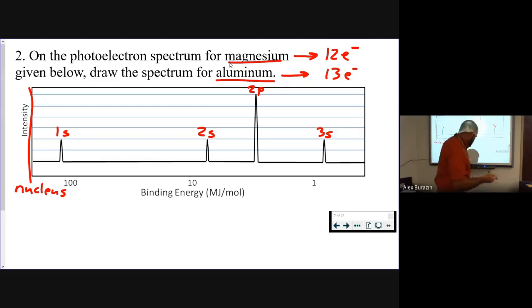So we get peaks that are left of the magnesium peaks. Each one of these orbitals in aluminum is going to require just a little bit more energy to get rid of them because of that extra proton in aluminum's nucleus.